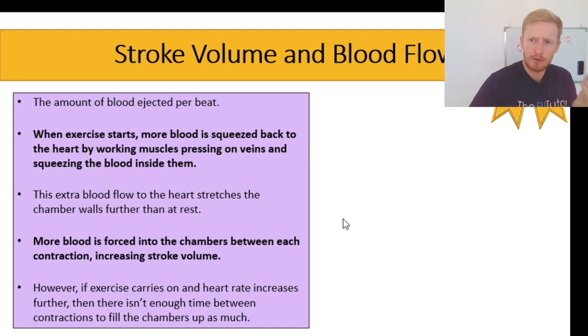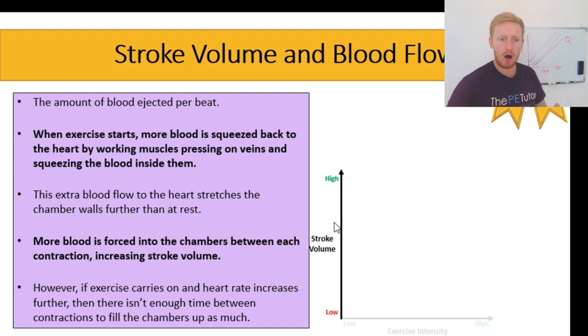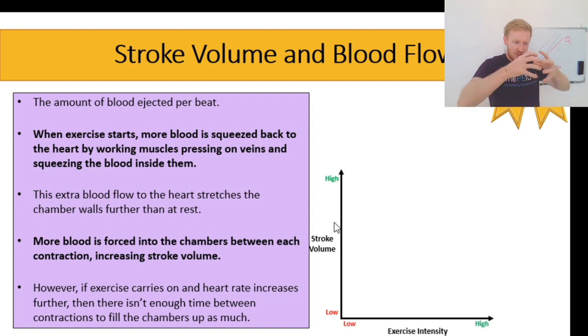And this extra blood coming back to our heart, well, that stretches our atria. If we think about atrial diastole, they're filling up. Well, if we've got more blood returning to the atria, that's going to fill up and then stretch and stretch and stretch before its next contraction.